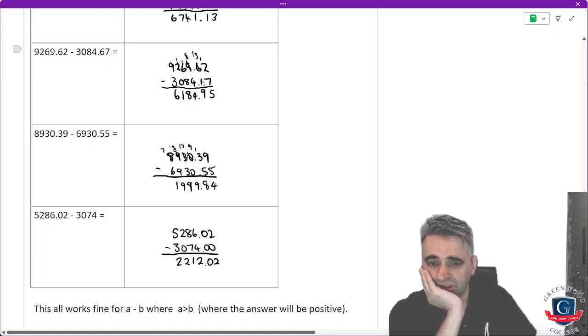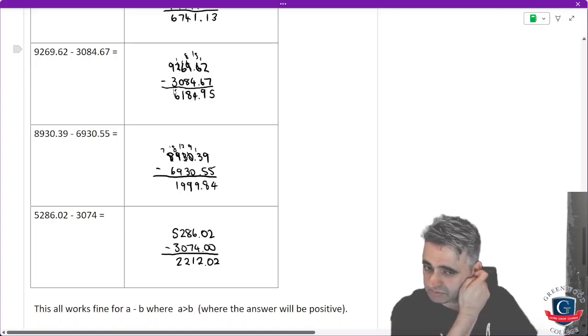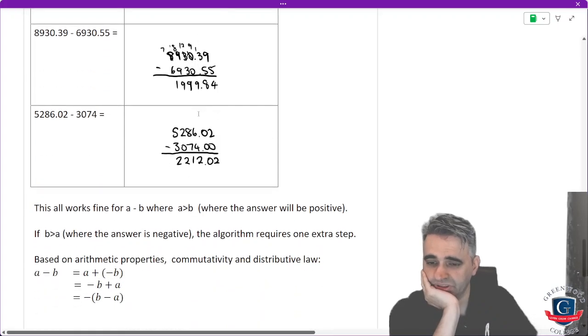Borrow becomes 5. Can't. Borrow becomes 9. Decimal places line up. 4 from 8 is 4. 8 from 16 is 8. 0 from that is that. And 6184.95.